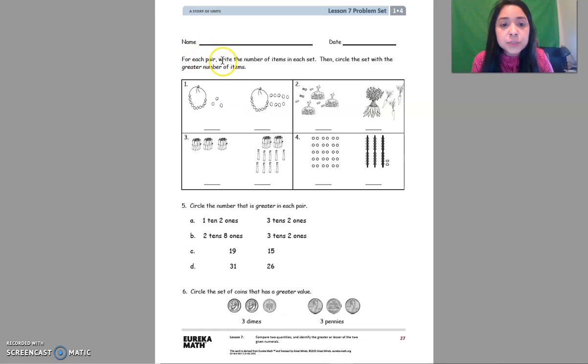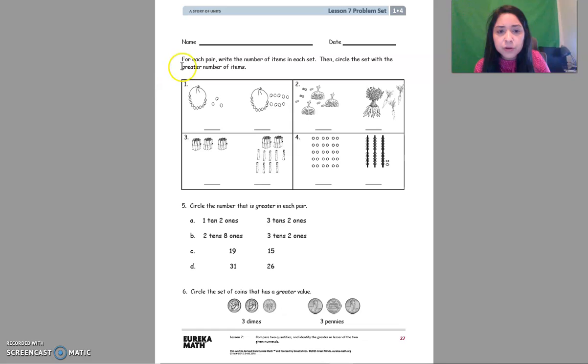So right here it says for each pair, write the number of items in each set. Then circle the set with the greater number of items. So if I see groups, remember like our anchor chart yesterday, if I see groups like this, that means that there is 10. I don't need to sit here and count every single little dot because they're really small. I know that it is a group of 10 and I will count on. So I'm going to want to find out how many do I have here, and I'm going to write the number there. And then I'm going to find out how many I have here, and I'm going to write the number there.